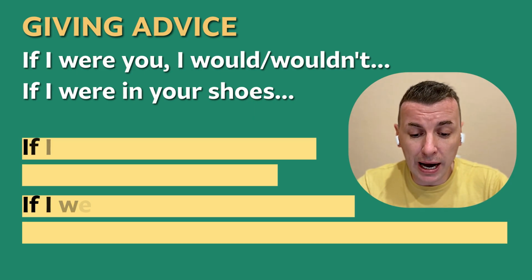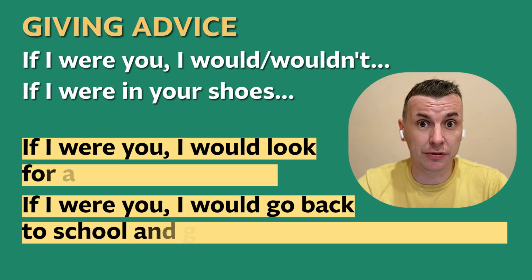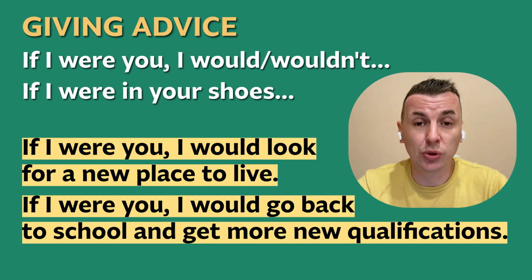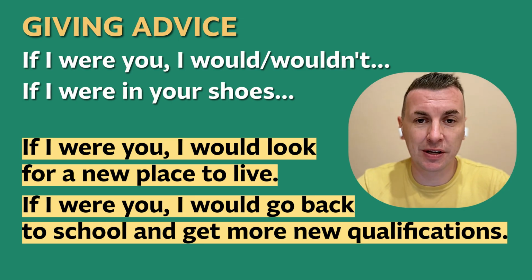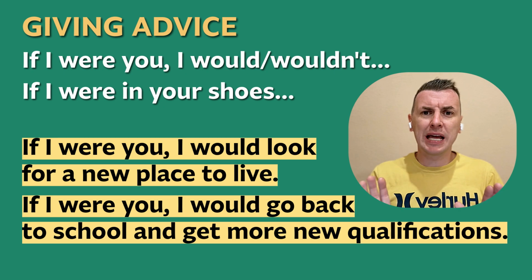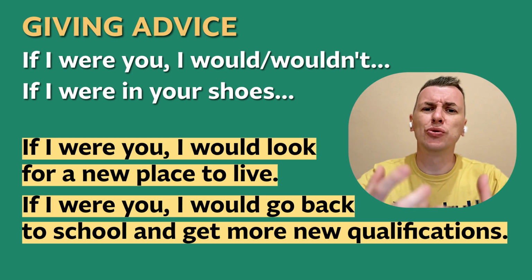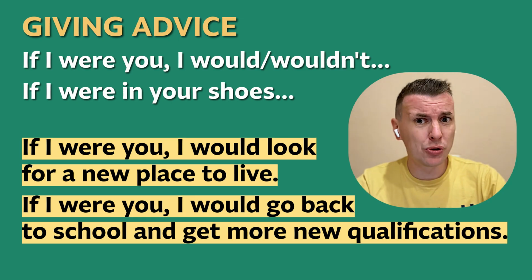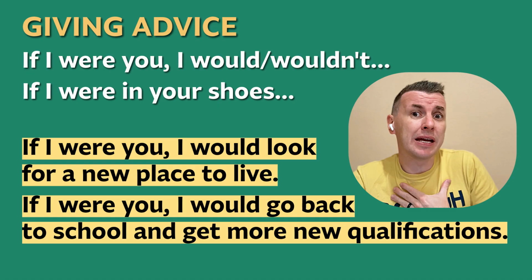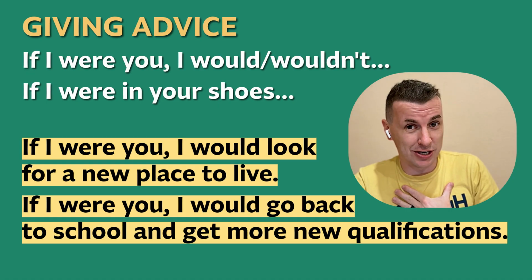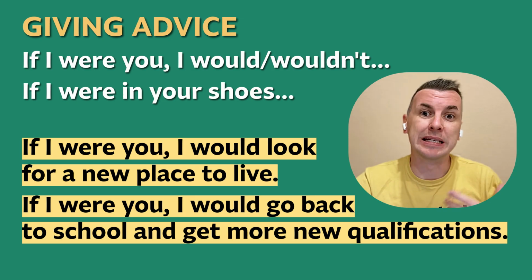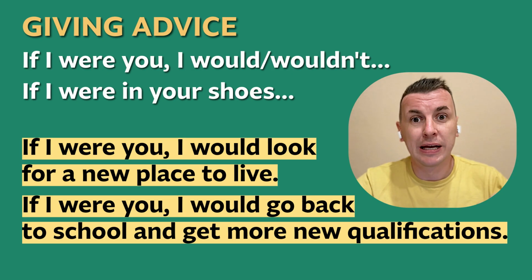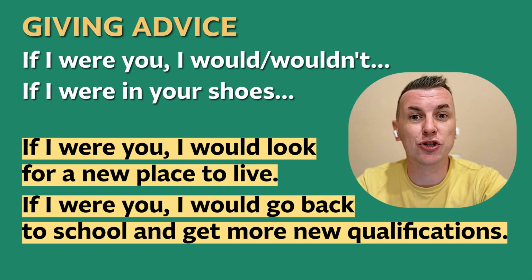So let's take a look at a few examples. If I were you, I would look for a new place to live. Or, if I were you, I would go back to school and get more qualifications. Again, this advice is kind of detached. You're not being intrusive. You're not telling the person what to do, but you're just saying that, hey, if I was in that situation, I would do something differently, or this is how I would do it. All right. So, just giving advice with conditional two.